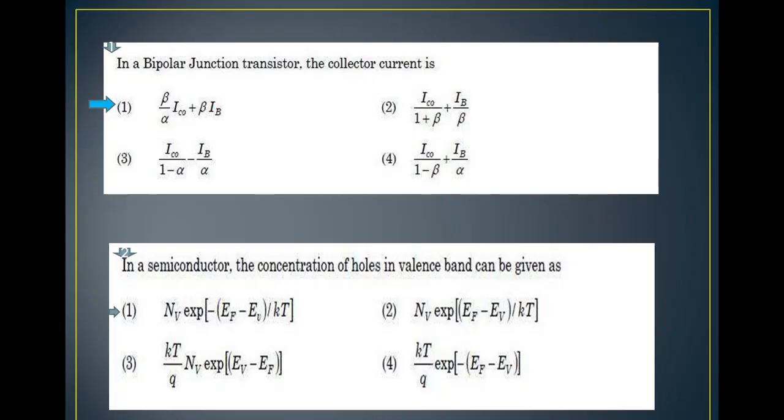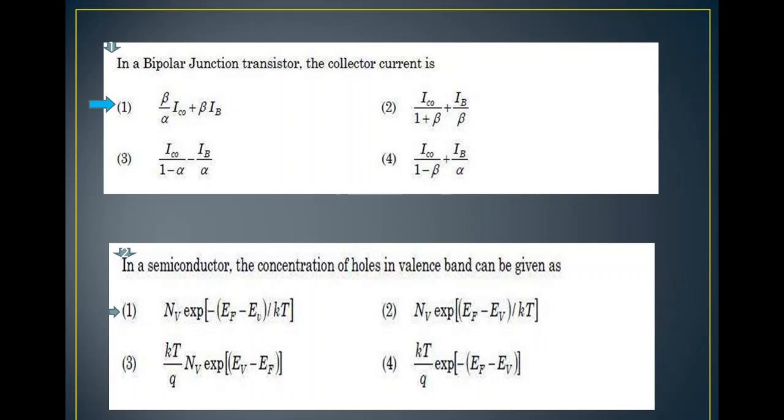In a bipolar junction transistor, the collector current is: your option first, beta upon alpha IC0 plus beta into alpha IB. Second option, IC0 upon 1 plus beta plus IB upon beta. Third, IC0 upon 1 minus alpha minus IB upon alpha. And fourth option, IC0 upon 1 minus beta plus IB upon alpha. And the right answer is first, that is beta upon alpha IC0 plus beta into IB.